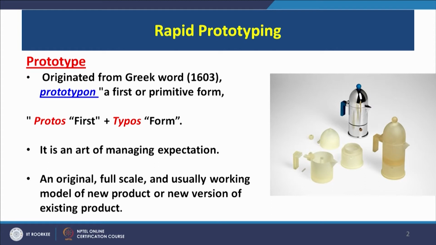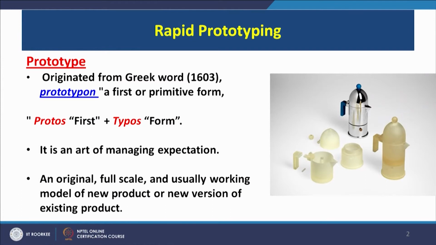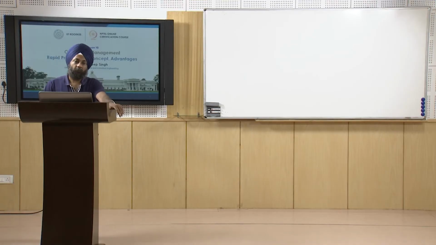So if for any product you ask what the prototype of this product is, it can be the model of that product or the first form of that product. Protos means first form and typos means form. So proto plus typos means the first form of the product. Protos means first and typos means form. So prototype means the first form of the product.